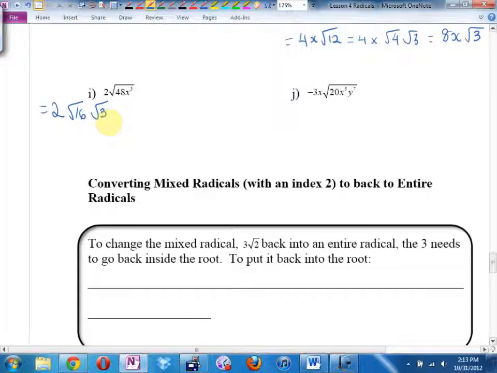X cubed is what times what? No, 3 times 1 is 3. X cubed is what times what? Talk to me, girl. Did you hear her? She said, well, Mr. Duick, you said we're supposed to write it as a perfect square times something. X cubed is x squared times x. Isn't that still the root of x cubed? Why did she pick that? Oh, what could we do with that x squared?